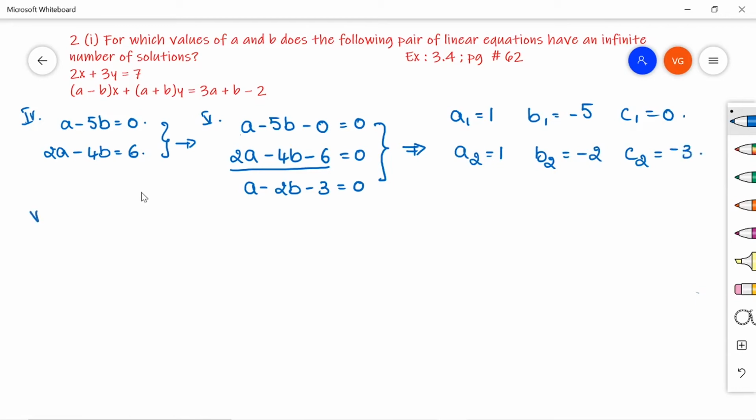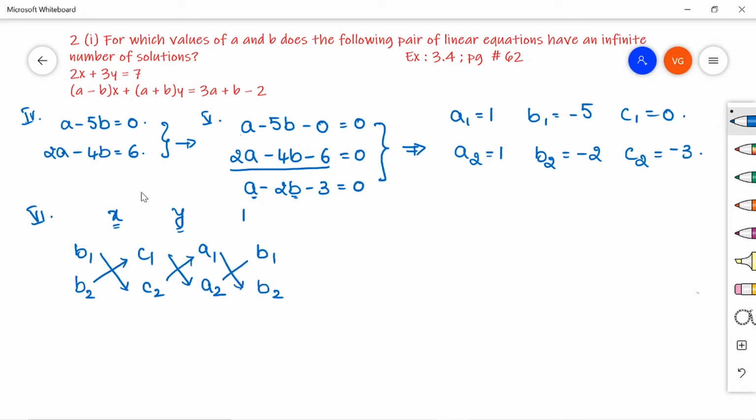So step 6, cross multiplication method. Form the cross with x and y and 1. Here x is nothing but this a, y is nothing but this b, right? So don't get confused with the numbers here, the constants here. So let us write here, start with b1 b2, c1 c2, a1 a2 and again b1 b2, right? Form the cross, up to down, down to up, up to down, down to up, again up to down and down to up, right?